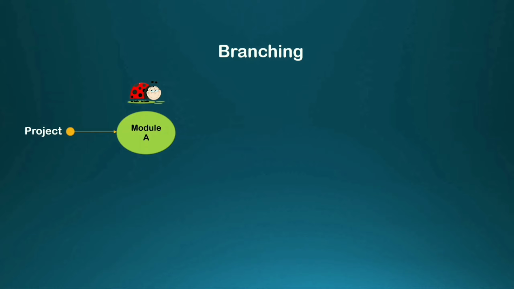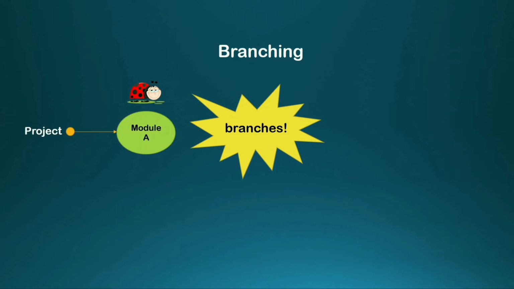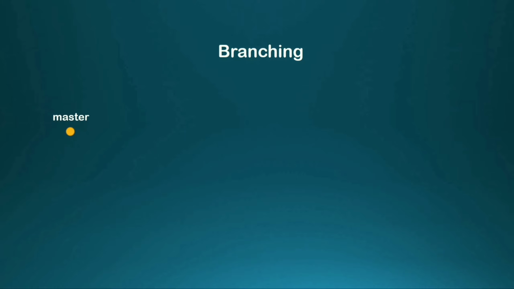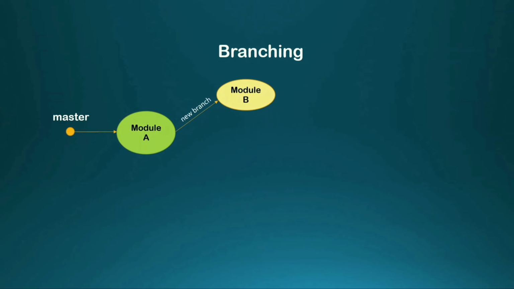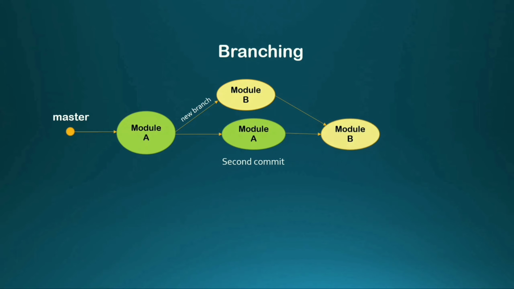To overcome this, we use branches. Initially, there will be a single branch called the master branch. That is the root of all branches. Let's say you have committed the changes to module A. Now instead of committing module B to the same branch, we can create a separate branch for module B and work on it. This way, we can maintain separate branches for each module. Once all the changes are made and the modules are ready, we can merge everything to the master branch. Let me show you a demo.